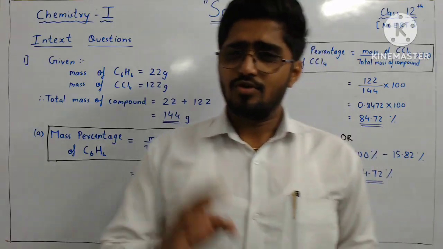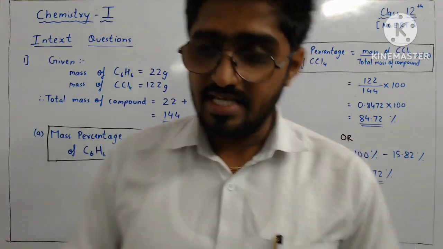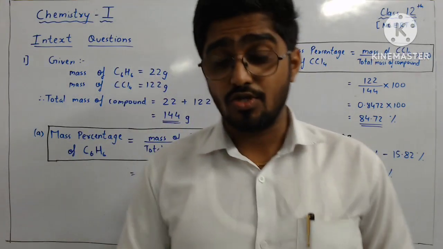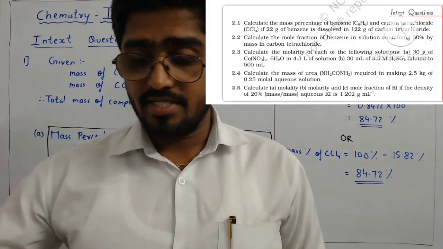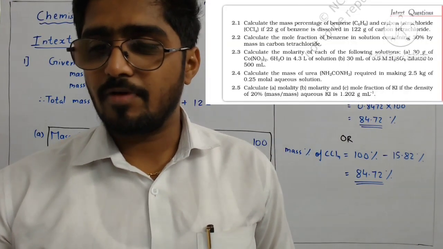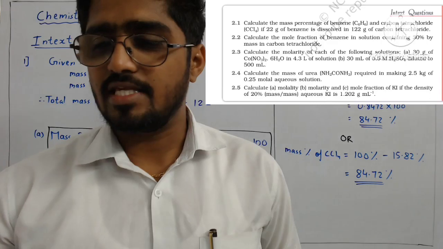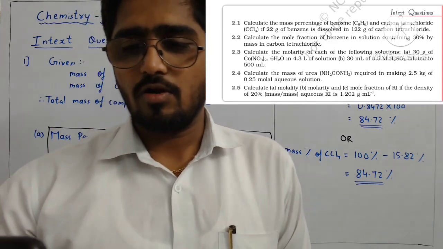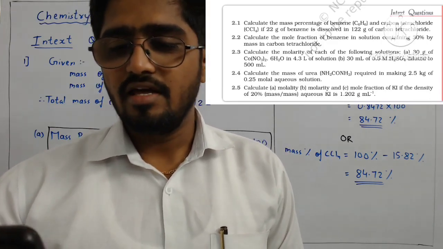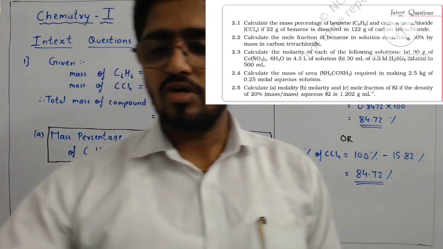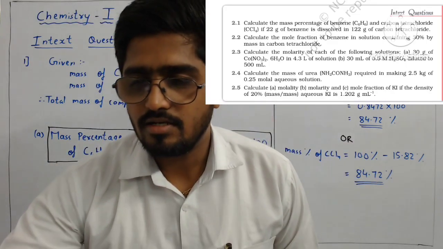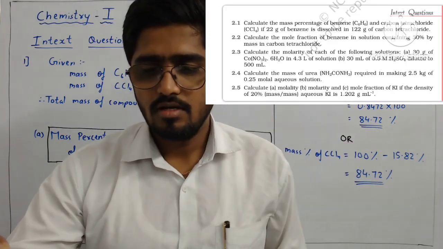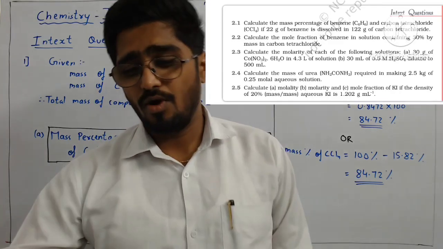Okay, so read the first question. See the in-text unsolved question. What is given? Calculate the mass percentage of benzene, C6H6, and carbon tetrachloride, CCl4, if 22 gram of benzene is dissolved in 122 gram of carbon tetrachloride. What is the question telling?